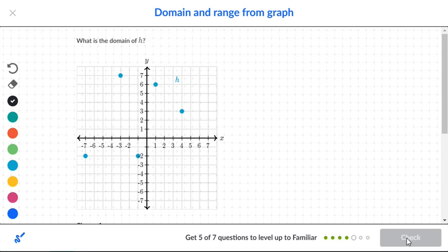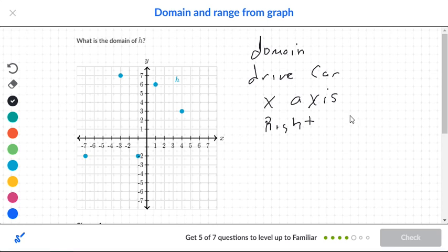Okay, what is the domain? Now again, domain, you want to think of drive. And what I mean by drive, you want to drive the car. And when you drive a car, it's going to go on the x-axis. It's going to go from right to left, or left to right. So we're going in a right to left motion or direction. But again, you can go left to right, right to left. So if we look at this, we want to travel along the x-axis.